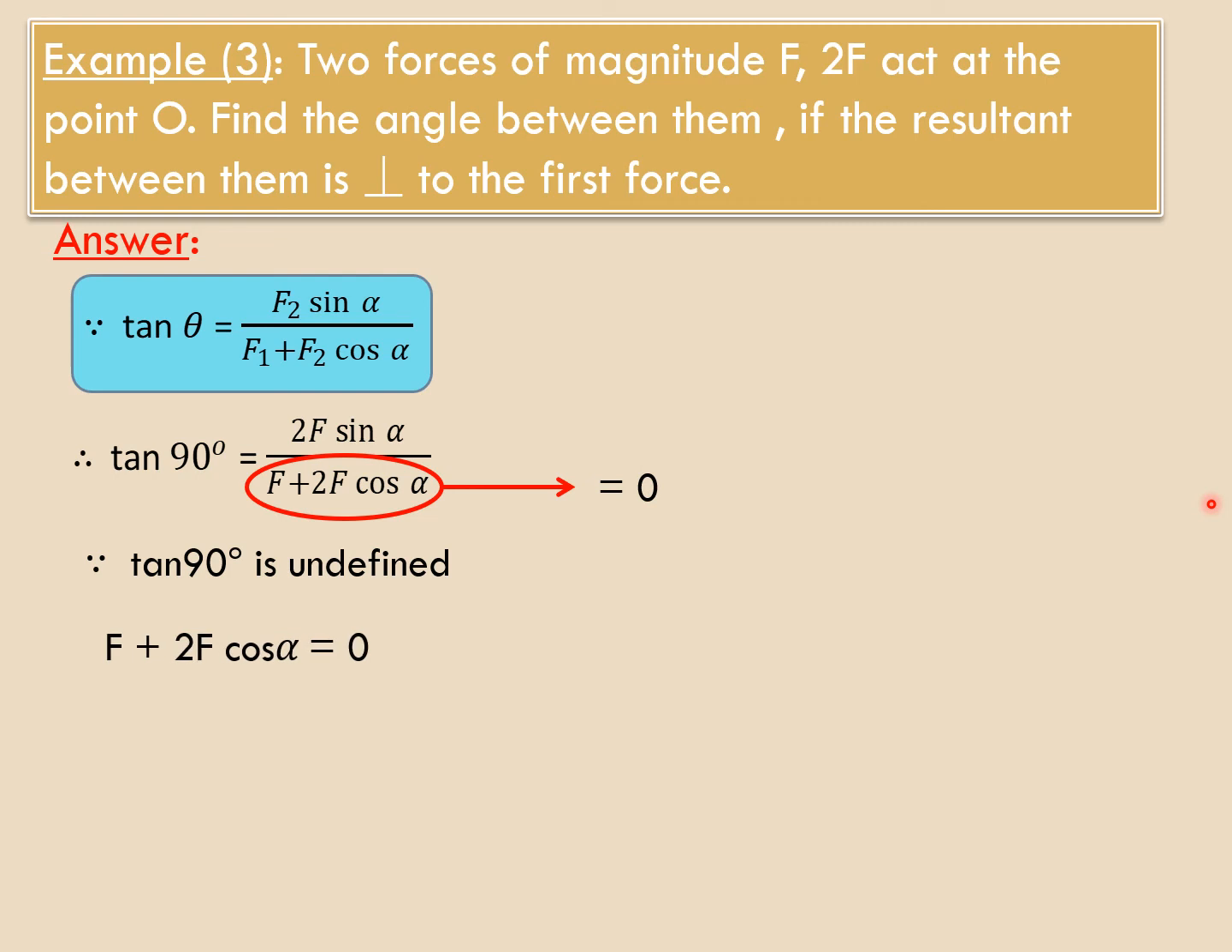So F plus 2F cosine alpha equals 0. Take F to the other side with a negative sign. So 2F cosine alpha equals negative F. Cancel F with F. So cosine alpha equals negative half. Take shift cosine, it will be 120 degrees.